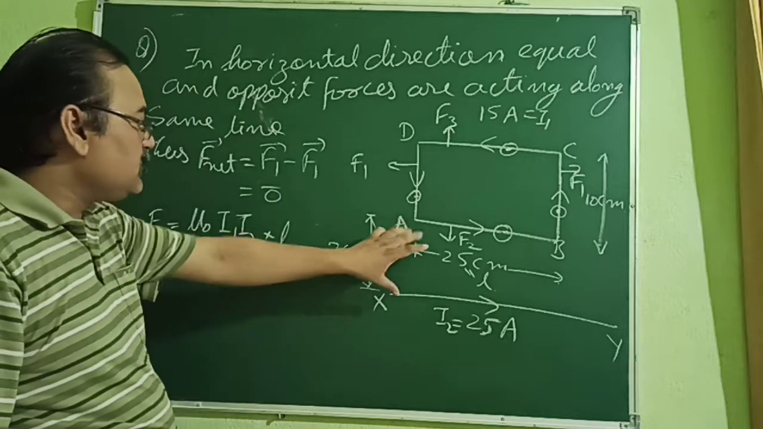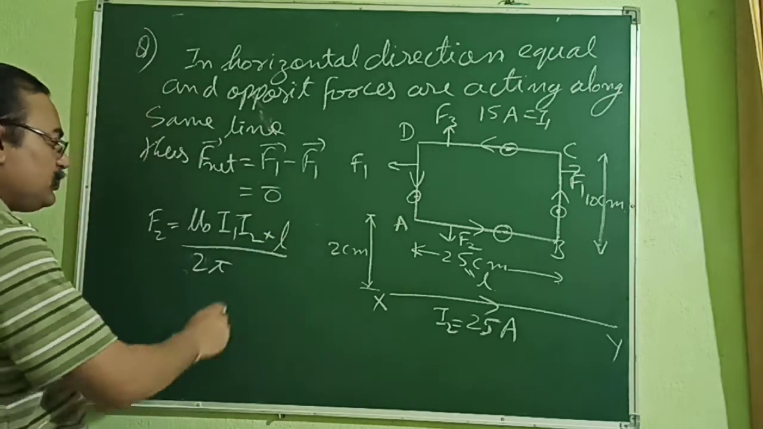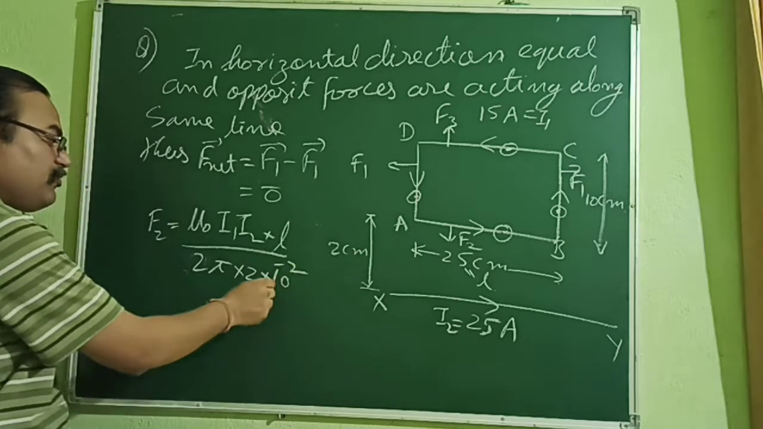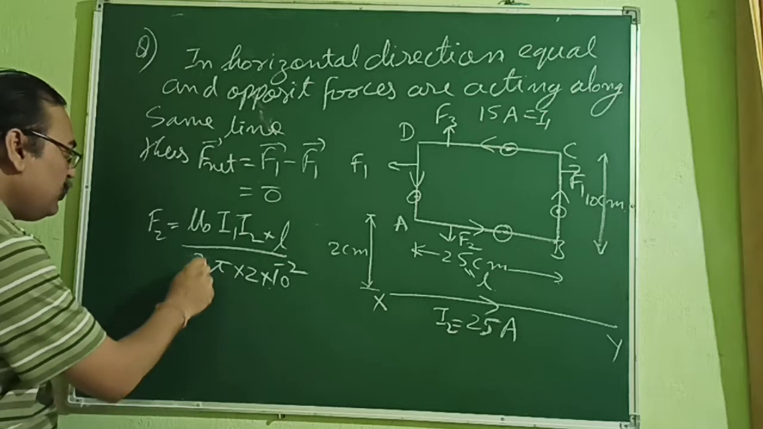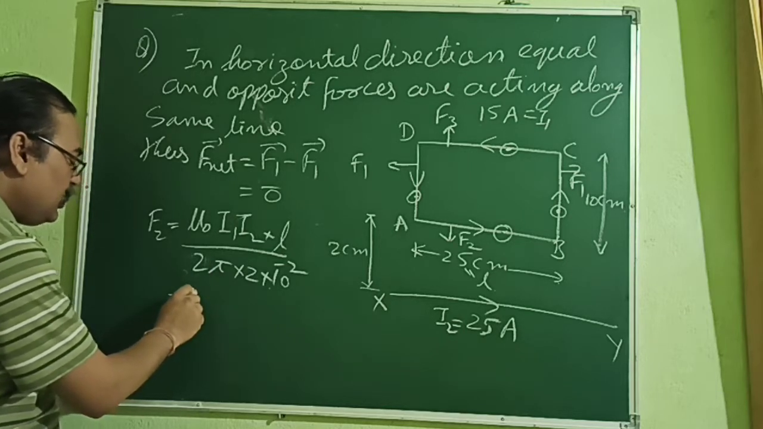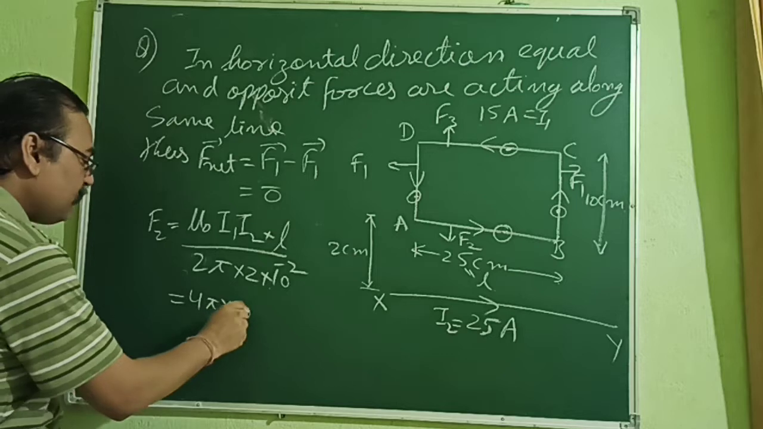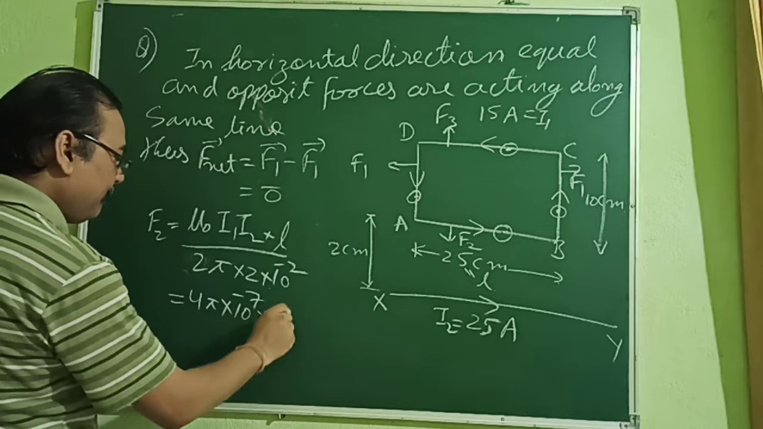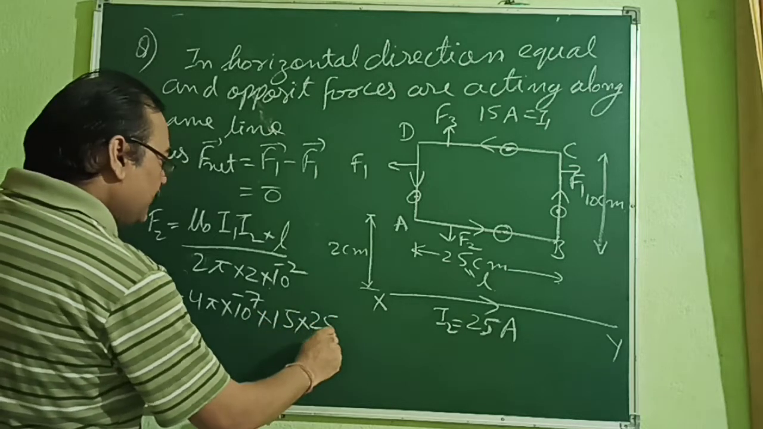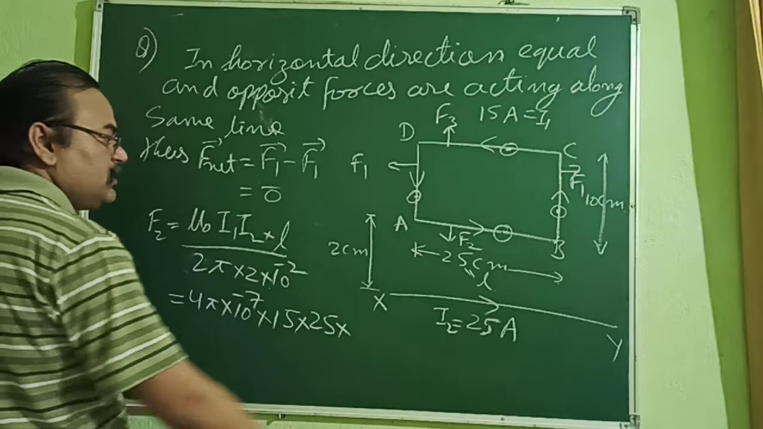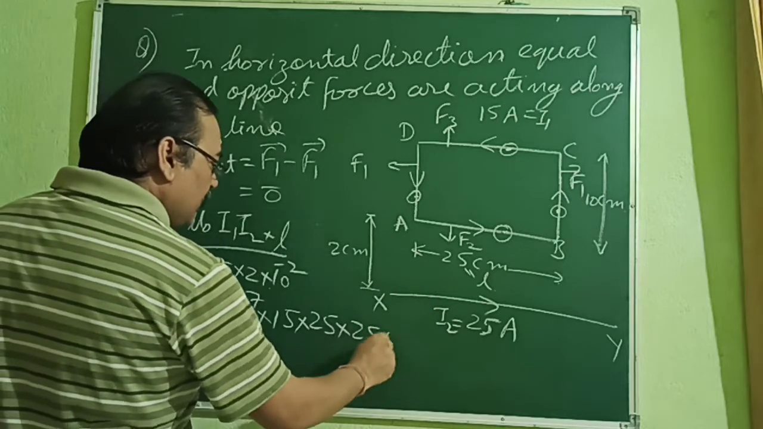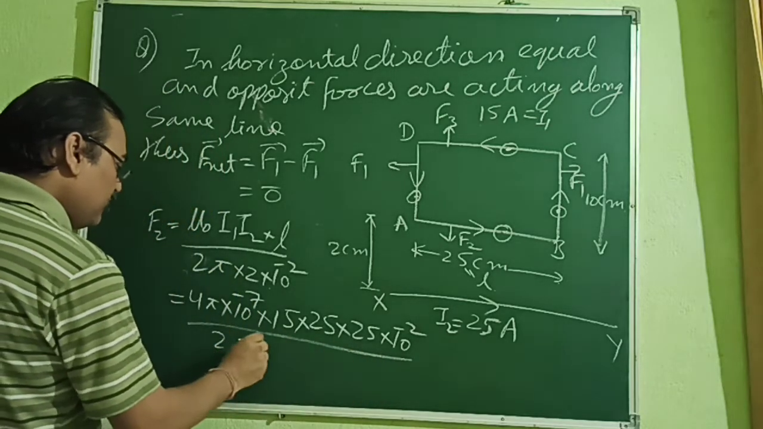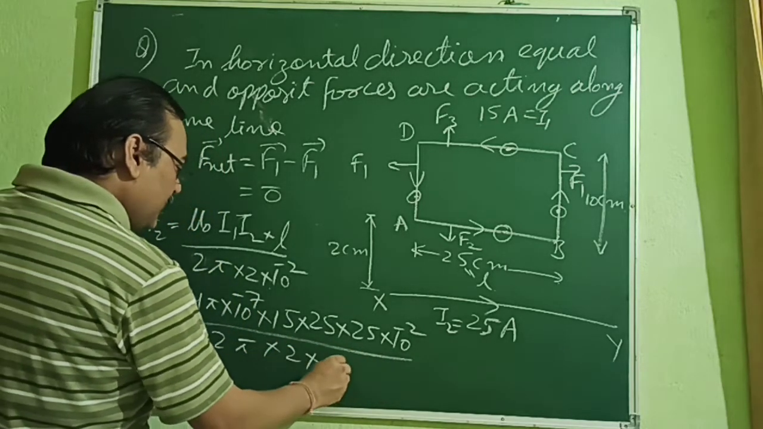Now what is the separation between these? That is 2 centimeter. So we can write 2 into 10 raised to the power minus 2, because we have to convert centimeters into meters. Now what will we get? Mu naught is 4 pi into 10 raised to the power minus 7. I1 is 15 ampere, I2 is 25 ampere. Length is 25 centimeters, so we write 25 into 10 raised to the power minus 2. In the denominator we have 2 pi into 2 into 10 raised to the power minus 2.